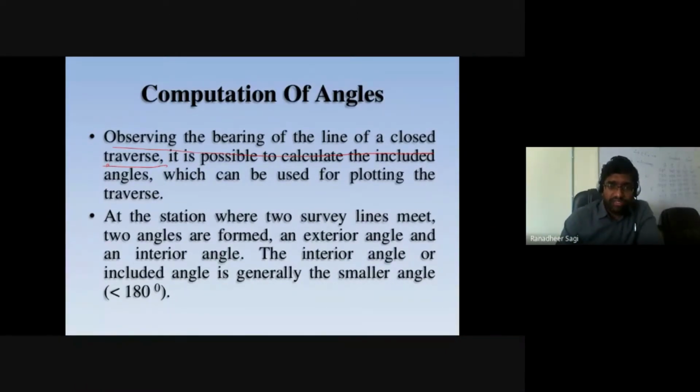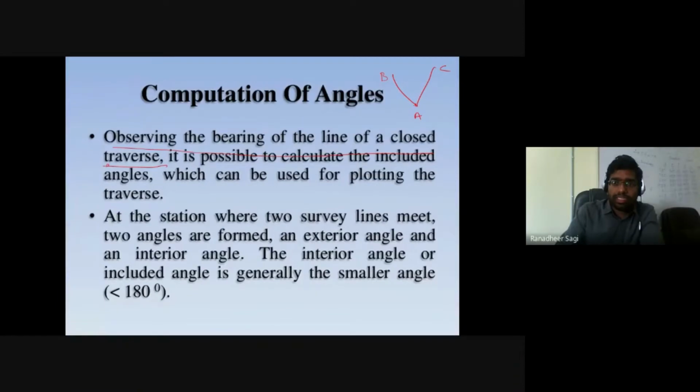Now, at the station where two survey lines meet, two angles are formed there. It could be either an exterior angle or an interior angle. So what does it mean? Let's say, for example, I have some survey station A at which you have two lines existing. This is survey line AB, and let's say this is survey line AC.